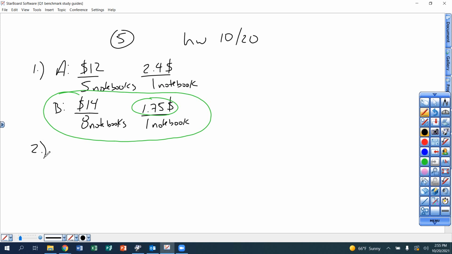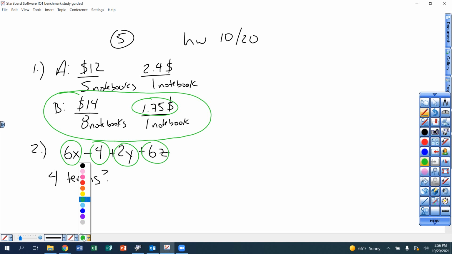All right, number 2. I'm giving you this, 6x minus 4 plus 2y plus 6z. We're asking you, are there 4 terms, true or false? And I'm looking at this and I see that I do have 1, 2, 3, 4. There's 4 of them. So I would put true if they said there were 4 terms. Next one says 4 variables. Variables are the letters that we're looking at. I see 1 here, 2, 3. There's 3 variables. So a 4 variable statement is false.